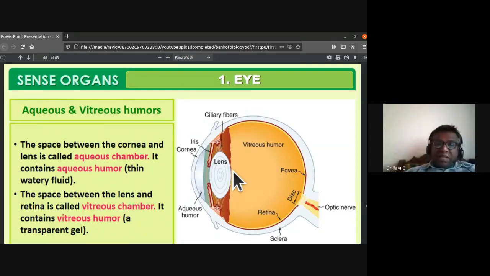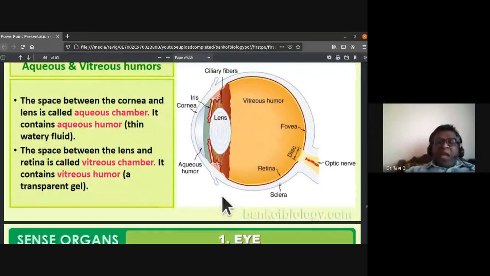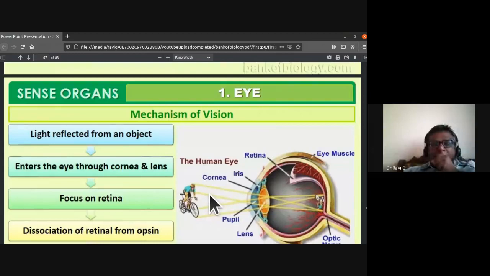The space between the lens and the retina is called the vitreous chamber, and it contains vitreous humor, a transparent gel. So here you have a thin watery fluid, and here the vitreous humor, a transparent gel.